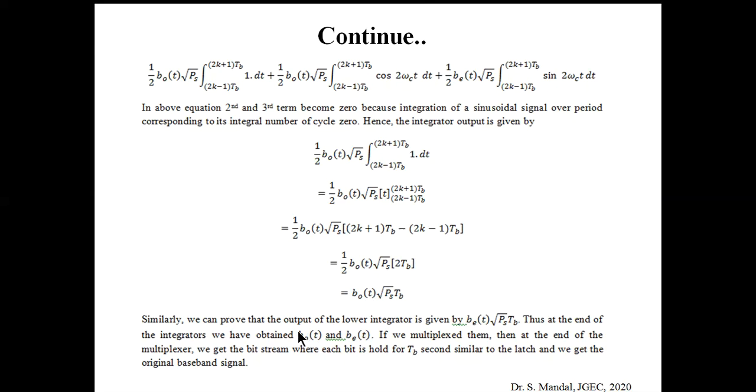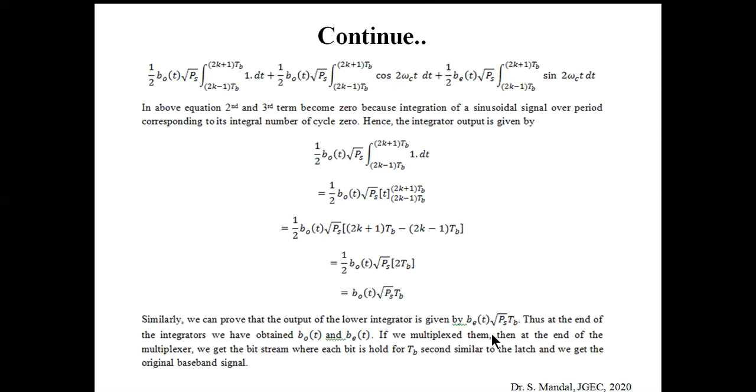Similarly, you can prove that for the lower integrator, the corresponding output will be the even bit, root Ps Tb, and this root Ps Tb is nothing but an amplitude. So this is nothing to be concerned about. What we need to be concerned about is whether we get the odd bit and even bit separately. And yes, we get the odd and even bits separately.